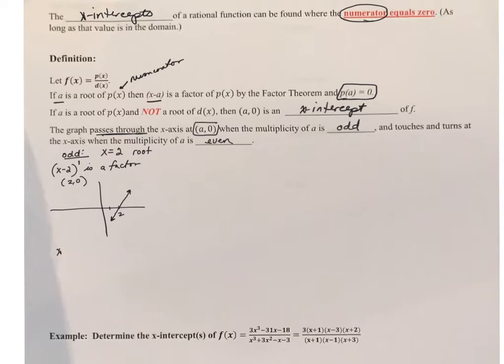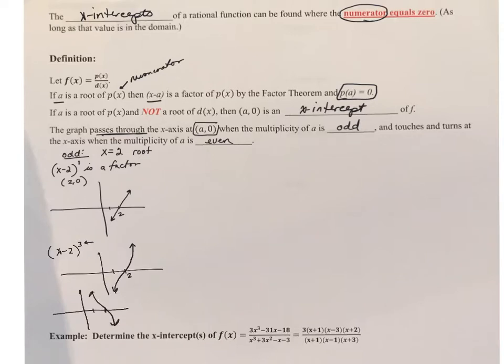So something like x minus 2 cubed would be an odd multiplicity. 3, of course, is odd. And in that case, it would pass through, similar to a cubic, something like this, okay? Now, it doesn't have to head that direction. It could also come down. It could look something like this, okay?